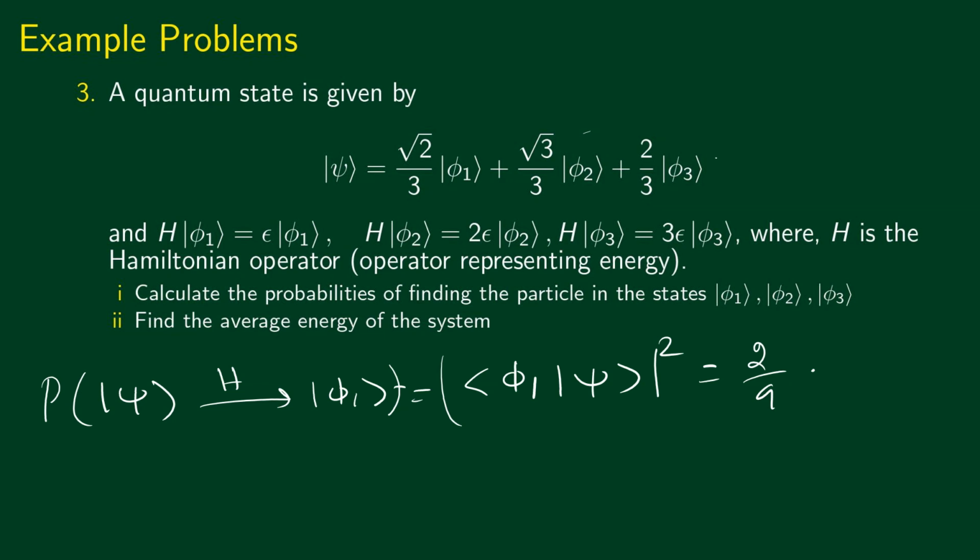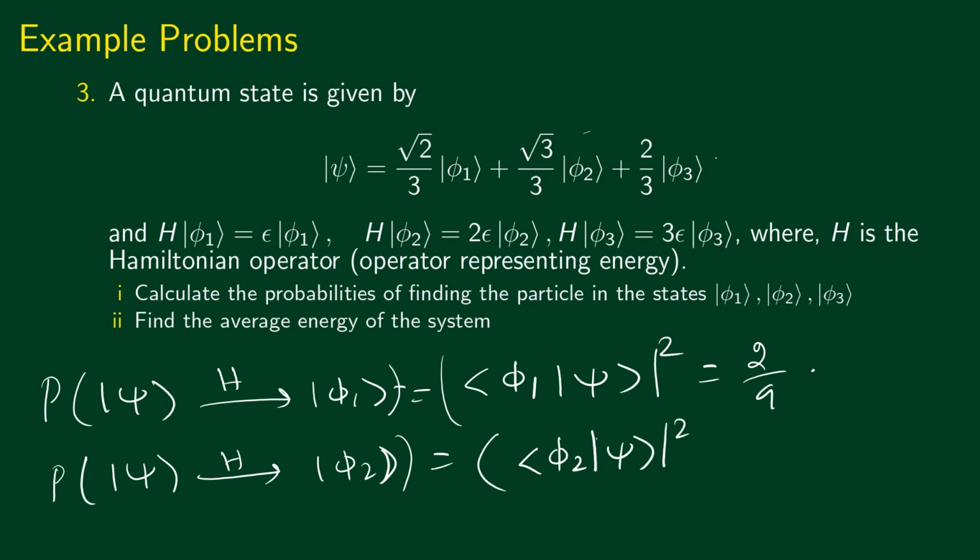Calculate the probability of finding the particle in the state ket phi 1, ket phi 2, ket phi 3, and the probability that ket psi changes under a measurement of energy into ket phi 2. This is equal to, by the measurement theory, modulus square of bra phi 2 ket psi. This is equal to modulus C2 square, which is equal to 3 divided by 9.